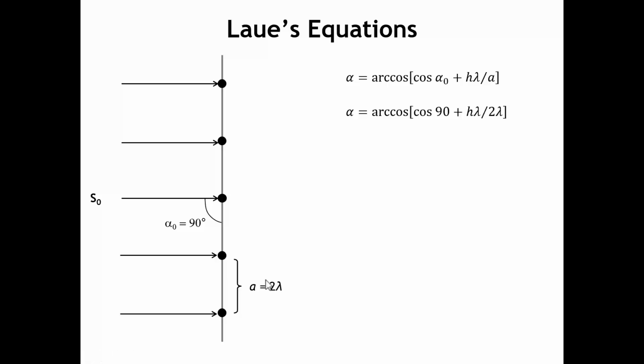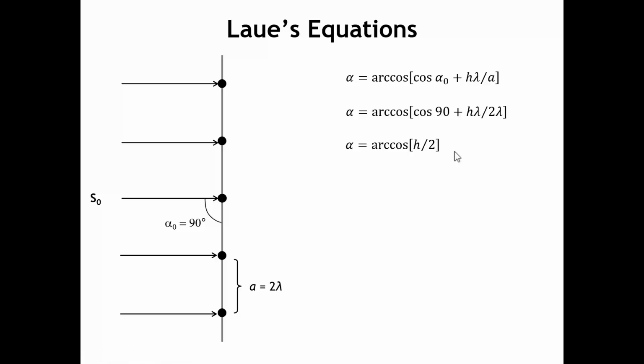We're going to put those values in for alpha naught and A into our equation. Now the cosine of 90 is 0, and the lambdas cancel, so we're left with the angle or angles at which constructive interference occurs will be those that are given by the arc cosine of h over 2, where h is an integer. Well, what are the solutions to this equation?